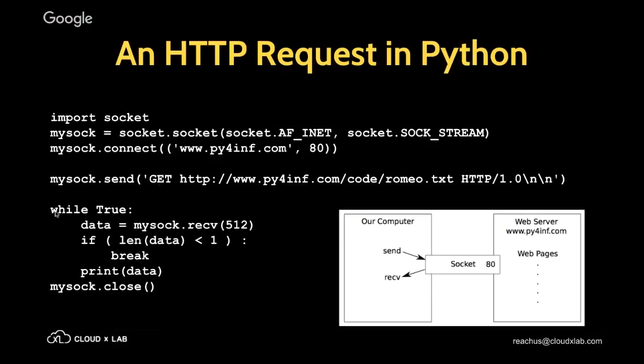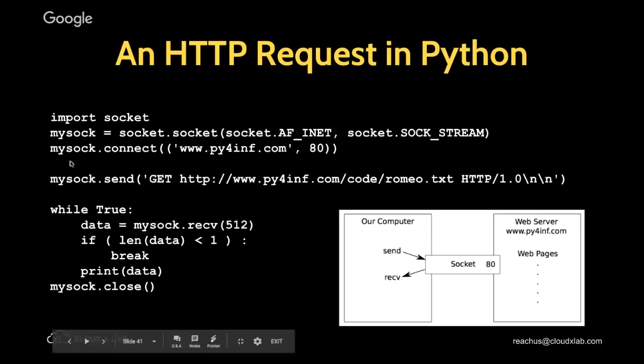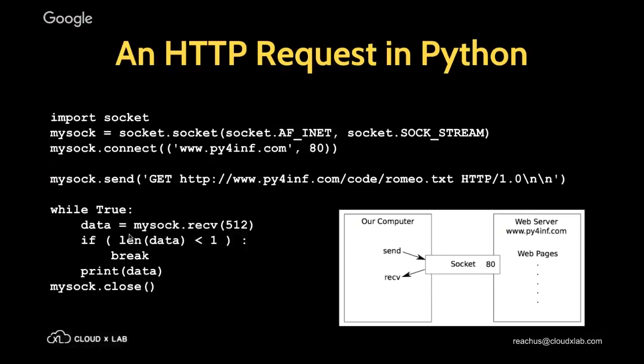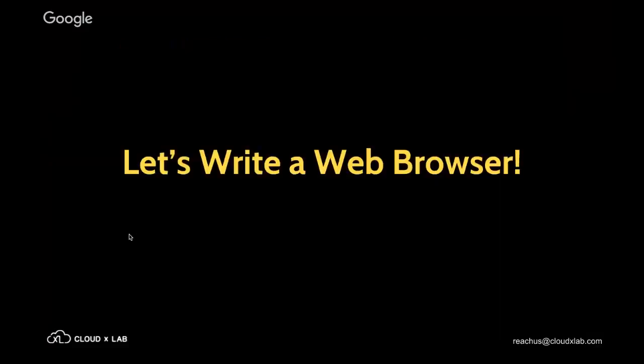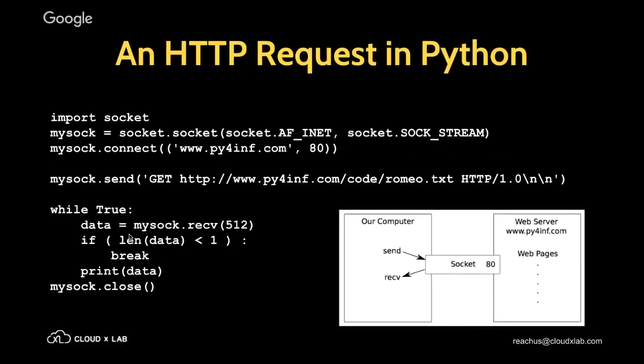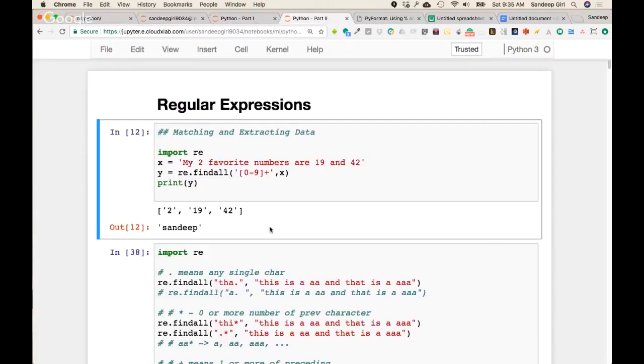And once that happens, then we iterate over it. Here, we are iterating indefinitely over the content that is received from the server. If the length of content is less than 1, that means it's either 0 or -1, then break, and then print data and close. So we're connecting to the server, sending the request and receiving the data. Whatever the browser does for us, we are doing the same thing.